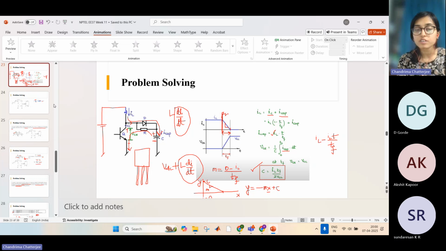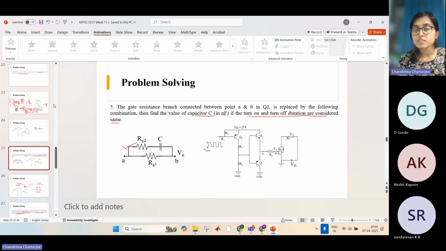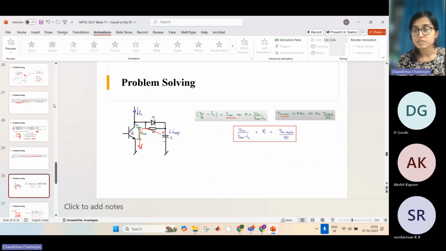That's why we got this inequality here in the first place. This inequality came from this criterion only, that this current should be less than the device current. This IL current plus the current that is coming from the capacitor, the summation should be lesser than the device current rating. So that's where we got the minimum resistance value from here. R should be greater than or equal to this value.